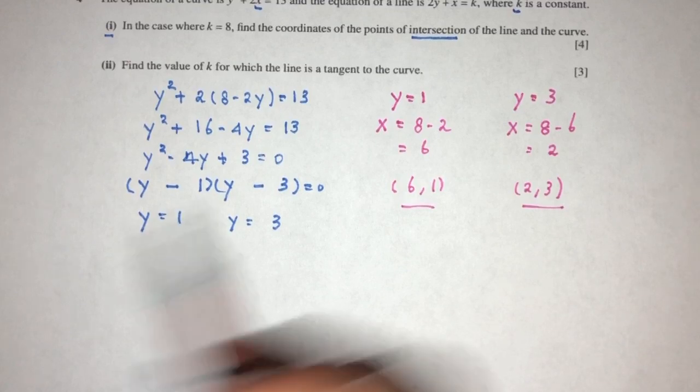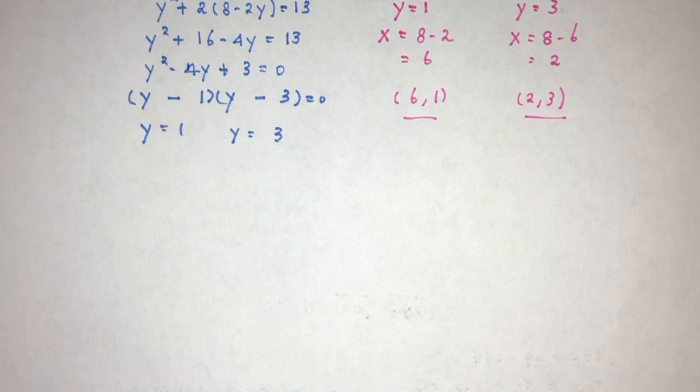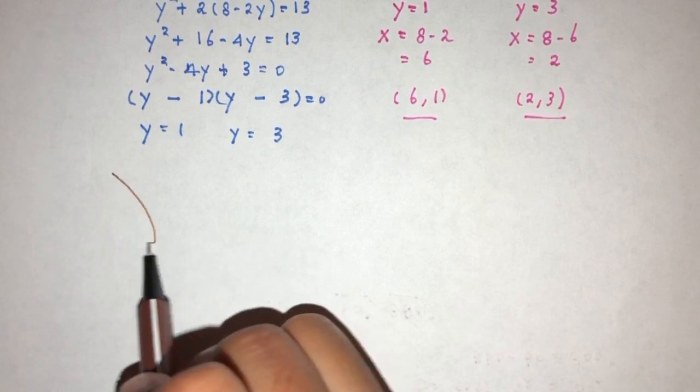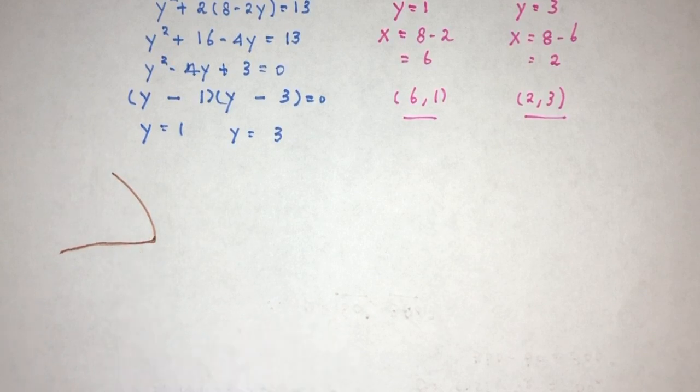Now for part 2, we have to find the value of k for which the line is a tangent to the curve. Now, what does that mean? For example, if you were to picture this, let's say my curve had the shape of this. It's not great, but you get the idea. This is my shape of the curve.